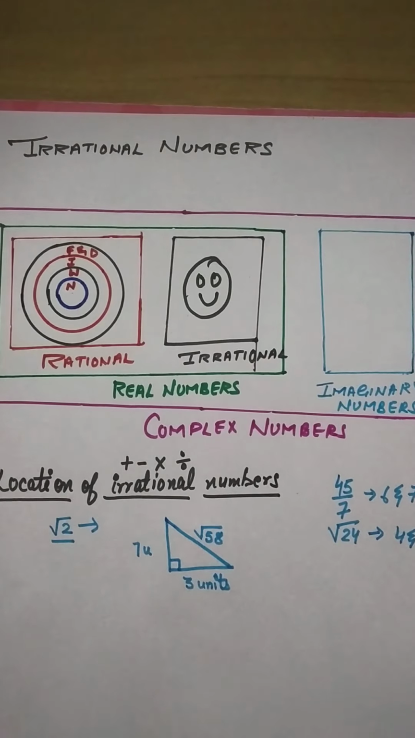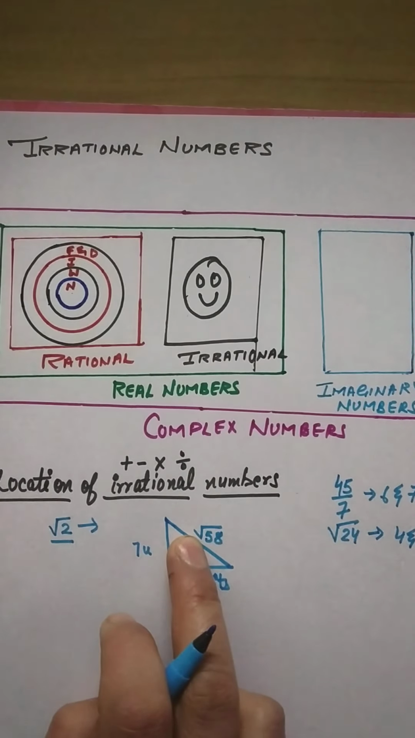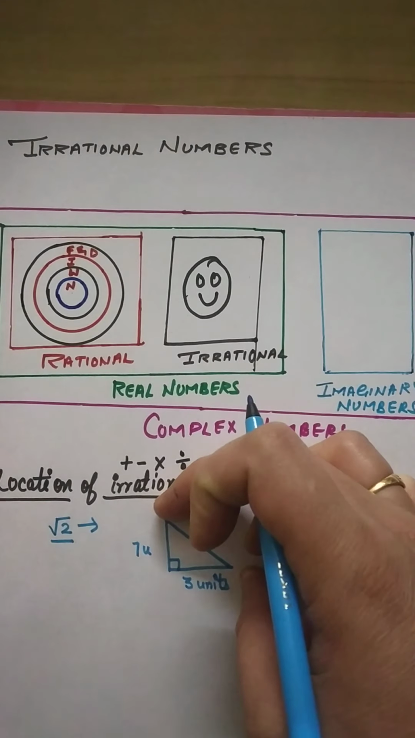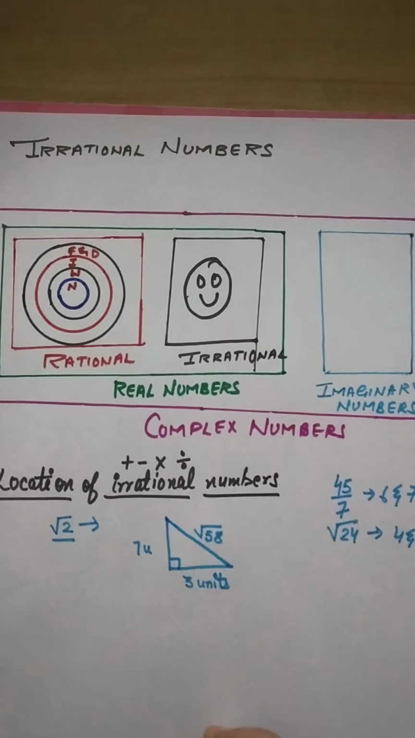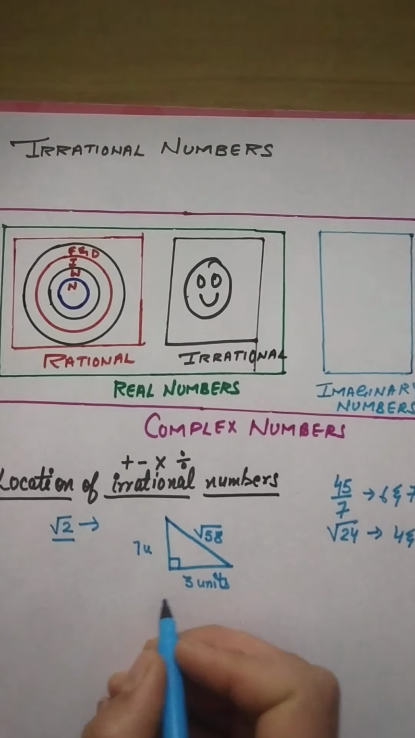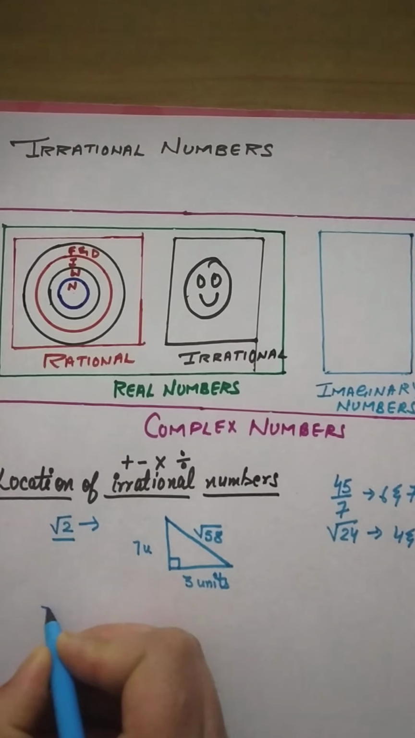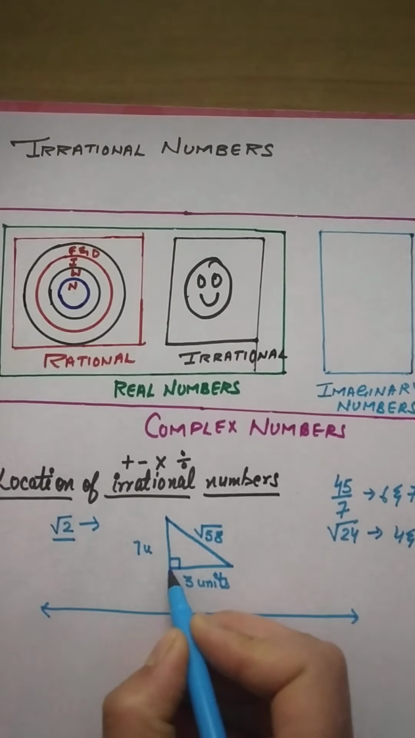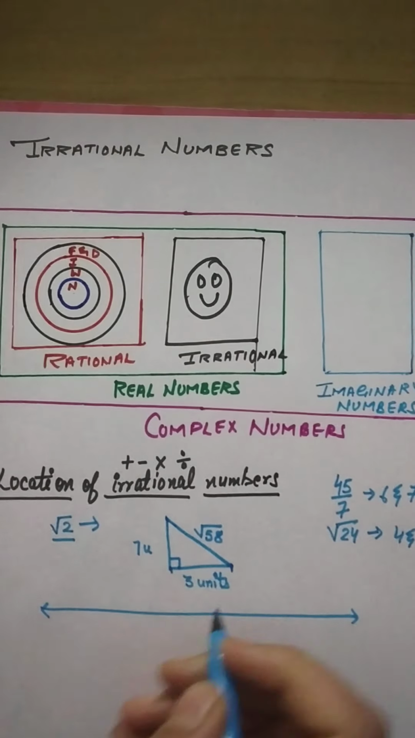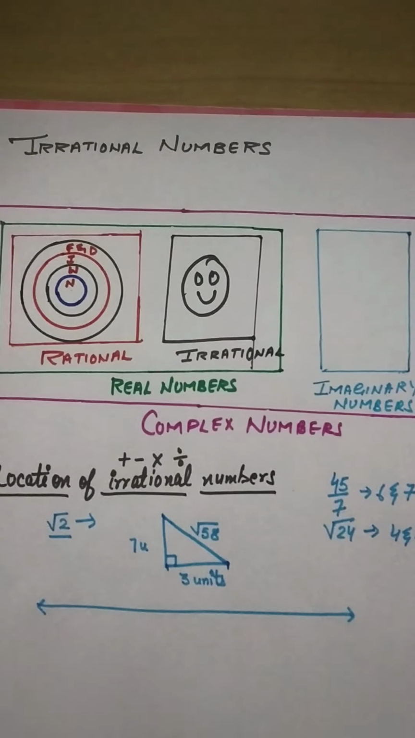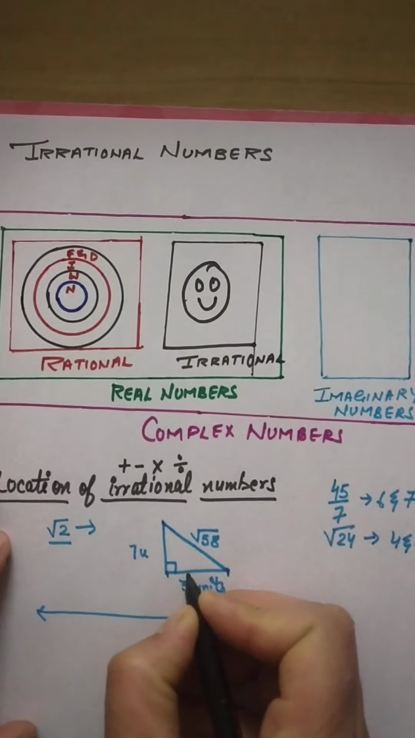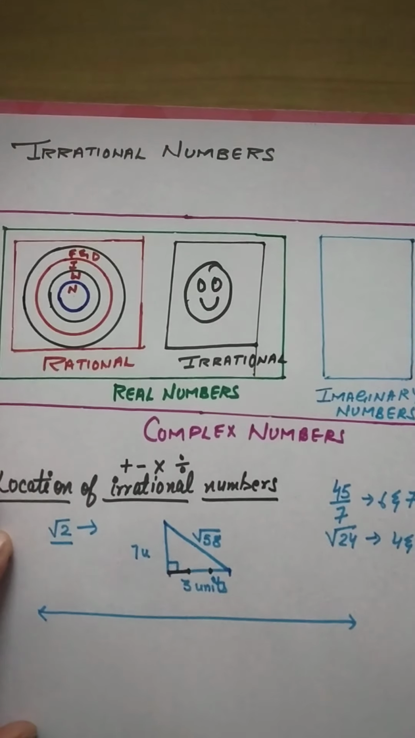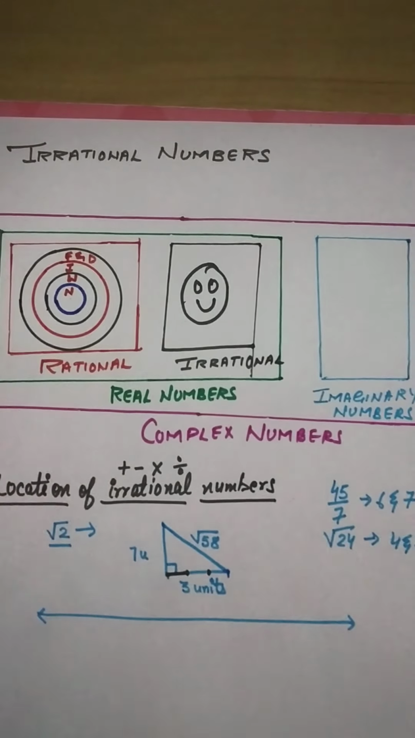Now if you have been asked to locate root 58 on the number line, you can simply pick it up and place it on your number line. But for that you have to make a number line whose 3 units is this much, or whose 1 unit is this much. This must match with this.